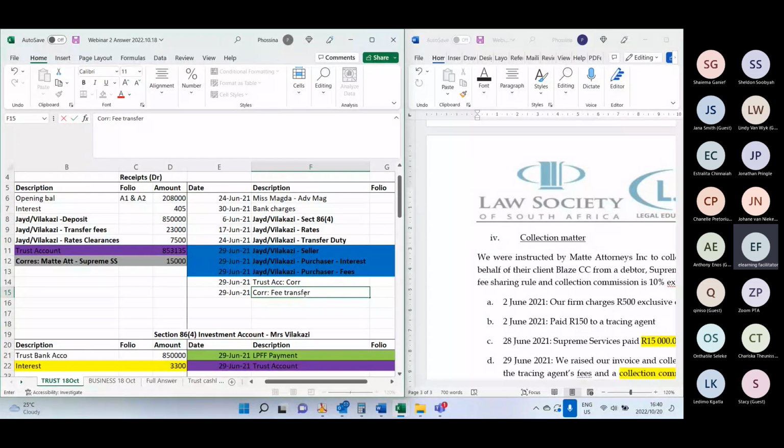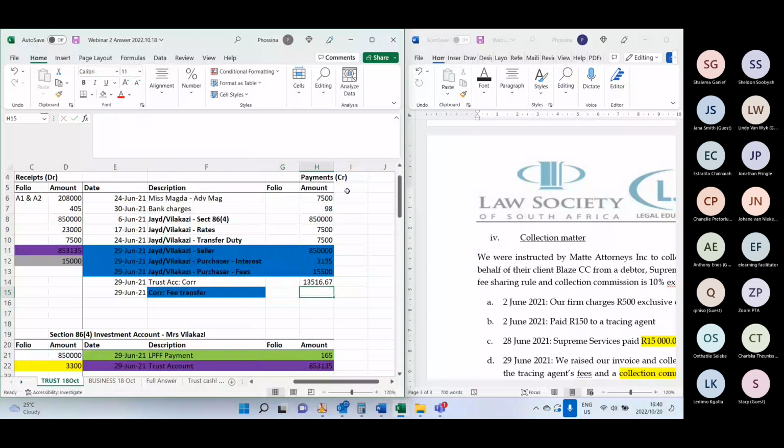I'm going to remove the highlight. Okay, and how much are we transferring? It's 1483.33. That's what we are getting for our correspondent matter. And for us transferring it, we also have to receive it. Now we are transferring from the trust to the business account. So we have to receive that money in the business account.